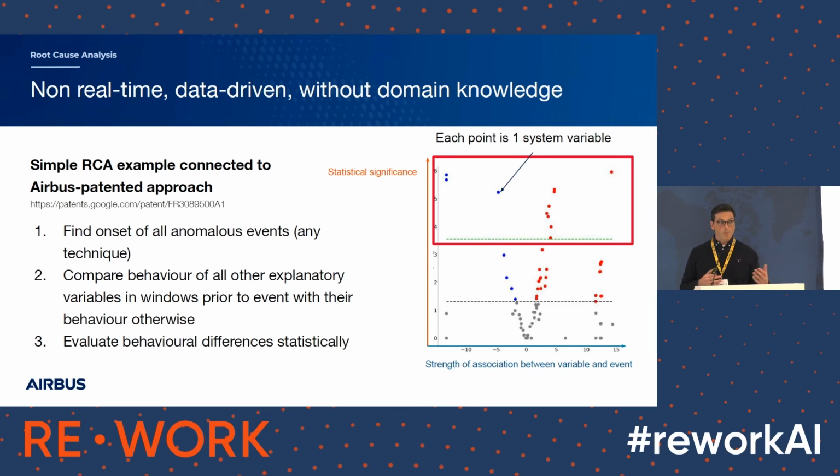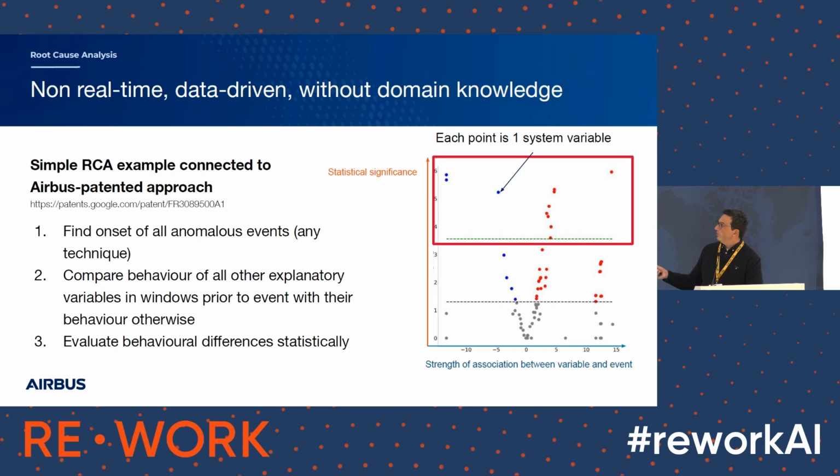But you can do this comparison and then you use standard statistical tools, p-values, whatever, compare the behavior, and you might find interesting results. So the plot on the right is called a volcano plot. It's used also in medicine. You can see on the x-axis the strength of association between variable and event. And on the y-axis is statistical significance. So higher is more significant.